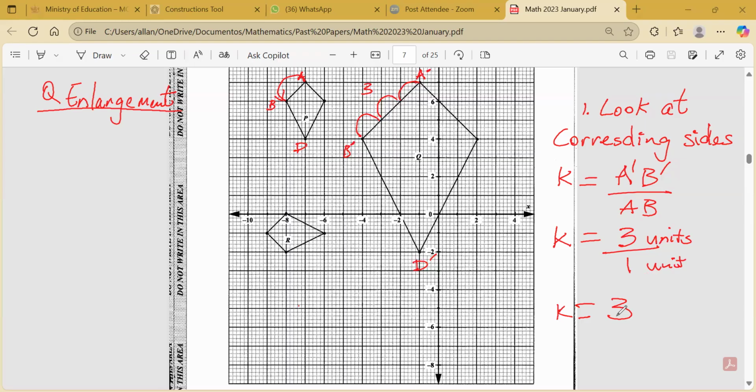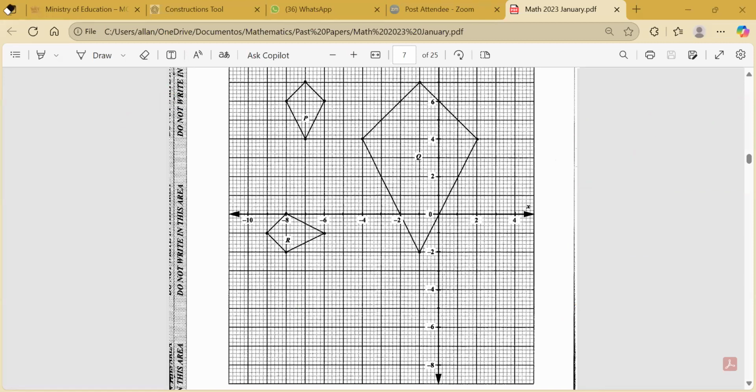We have to use what we call the scale factor. Sorry, we have to use the center of rotation. So I want to show you that. After I erase, people, the class is being recorded, so you'll get everything.